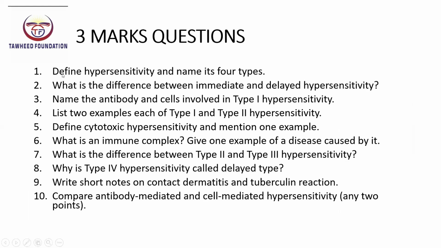Questions for 3 marks. First, define hypersensitivity and name its 4 types. Second, what is the difference between immediate and delayed hypersensitivity? Third, name the antibody and cells involved in type 1 hypersensitivity. Fourth, list 2 examples each of type 1 and type 2 hypersensitivity. Fifth, define cytotoxic hypersensitivity and mention 1 example. Sixth, what is an immune complex? Give 1 example of a disease caused by it.